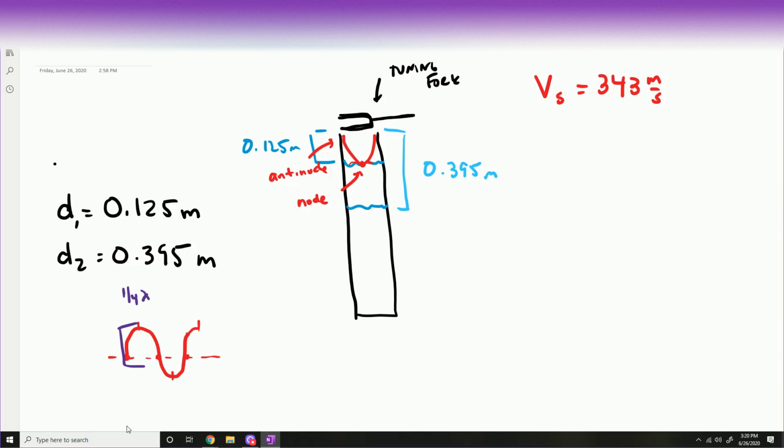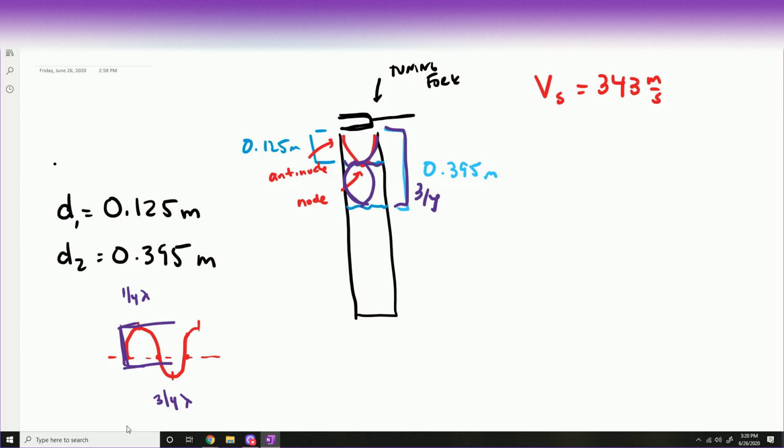We could set up more where we have a node here, and then we can go to the next antinode, which would be 3/4 of a wavelength. And that's what this next one is. This one would be 3/4 of a wavelength because it would look like this. So this would be a half and then a quarter. But if we just look at this first one here, we just see it's a quarter.